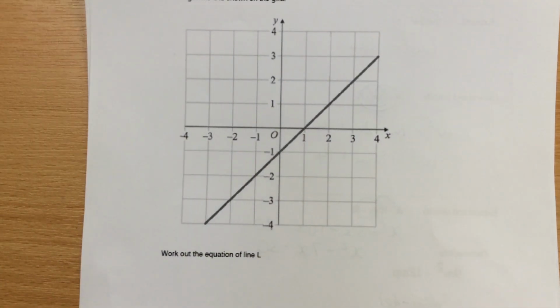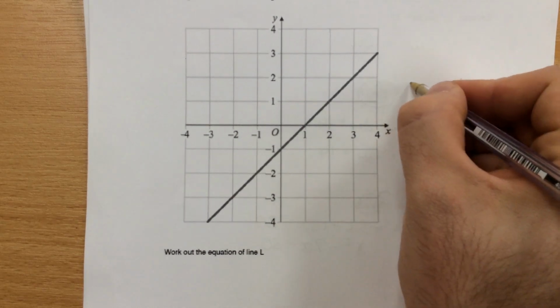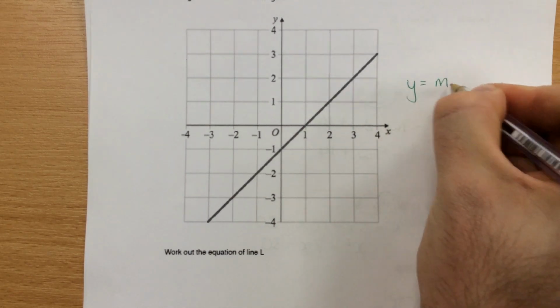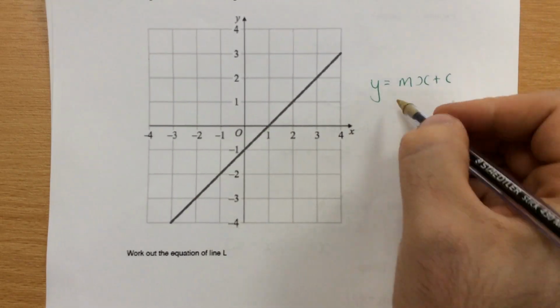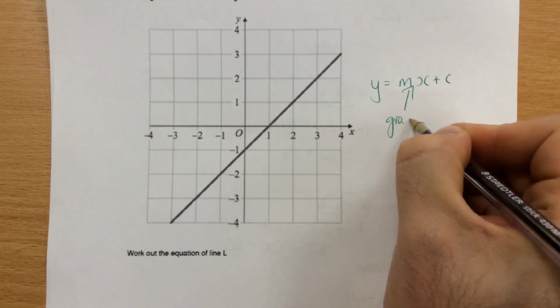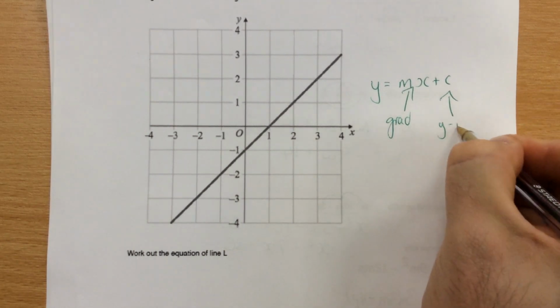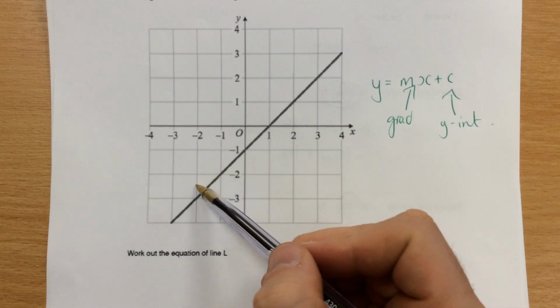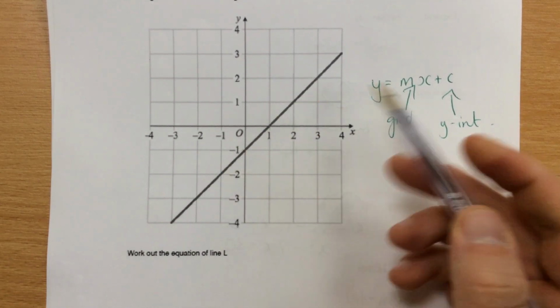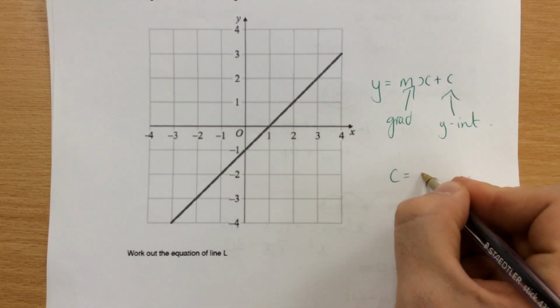Work out the equation of a line. To find the equation of a line, I need two things. I need to be able to fill in y equals mx plus c, where m is going to be my gradient and c is going to be my y-intercept. Now my y-intercept is the point where it goes through here, so I know that that's going through at minus 1, so c is going to be minus 1.